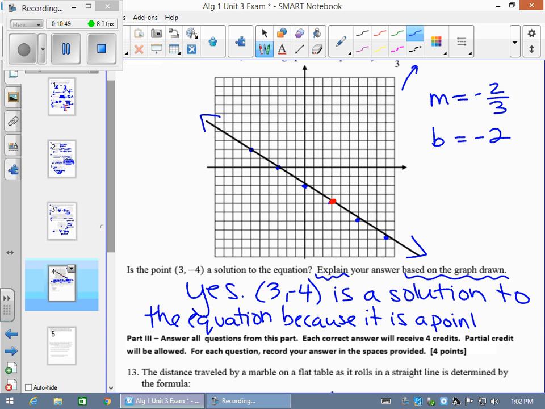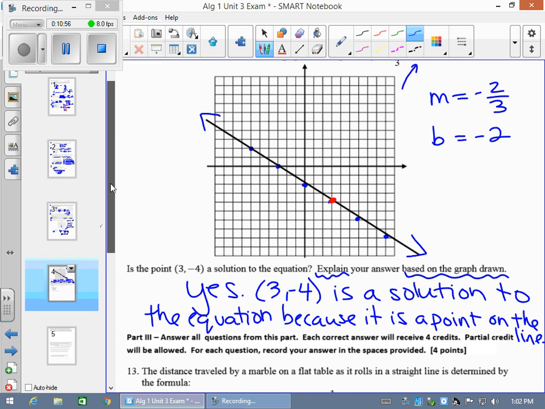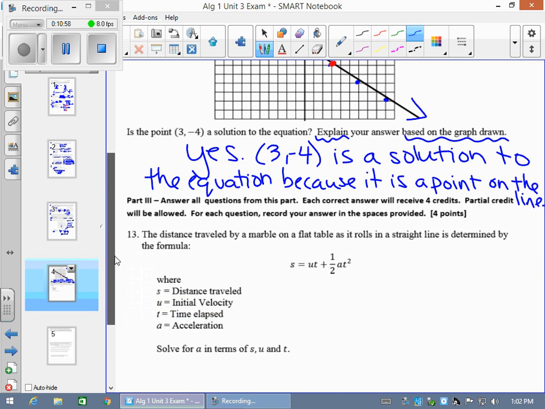And that's explaining based on my graph, because I'm referring to my graph by saying it's on the line. Okay, and then we get to part 3 questions. This question was worth a total of 4 points.